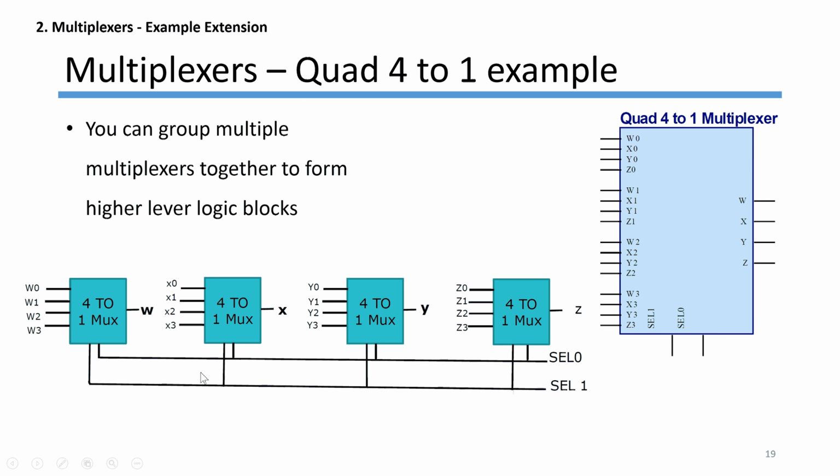As you can see, there is a 4-to-1 multiplexer corresponding to each bit of data, so 1 for W, 1 for X, 1 for Y, 1 for Z, and then these all share the common select lines, as it should be. So based on the select lines, the W, X, Y, Z outputs should correspond.